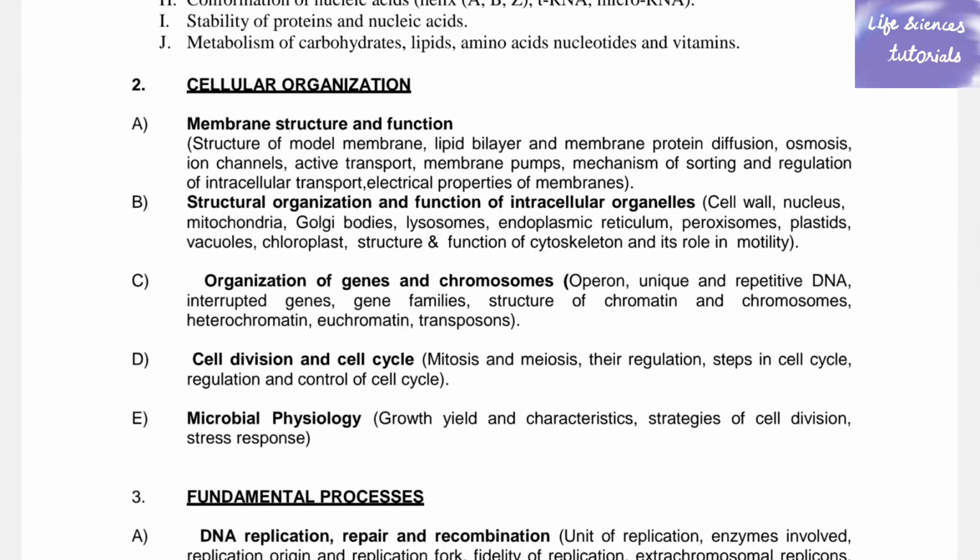Next, we have the second unit, that is cellular organization. This is simply the cell biology part. So obviously this is very easy. We have the different parts of cell structure. First we have the membrane structure and function. So the lipid bilayer, different models, how there has been evolution in our understanding of different models of the plasma membrane, right?